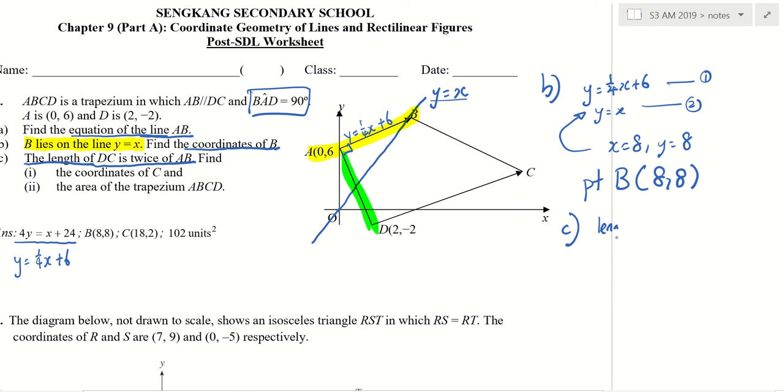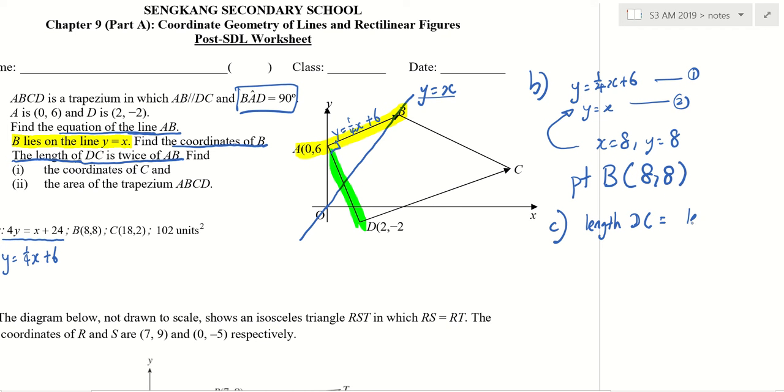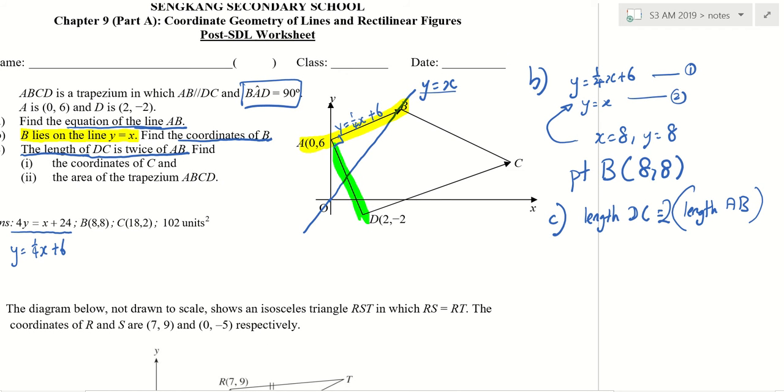You write something like that on a paper. The length of DC is equal to the length, leave a space, of AB. I know this is wrong because there must be a times 2. Like length of DC is 2 times the length of AB. So the sentence is translated to an equation. Who is confused about the part C sentence? Everyone okay? Good.